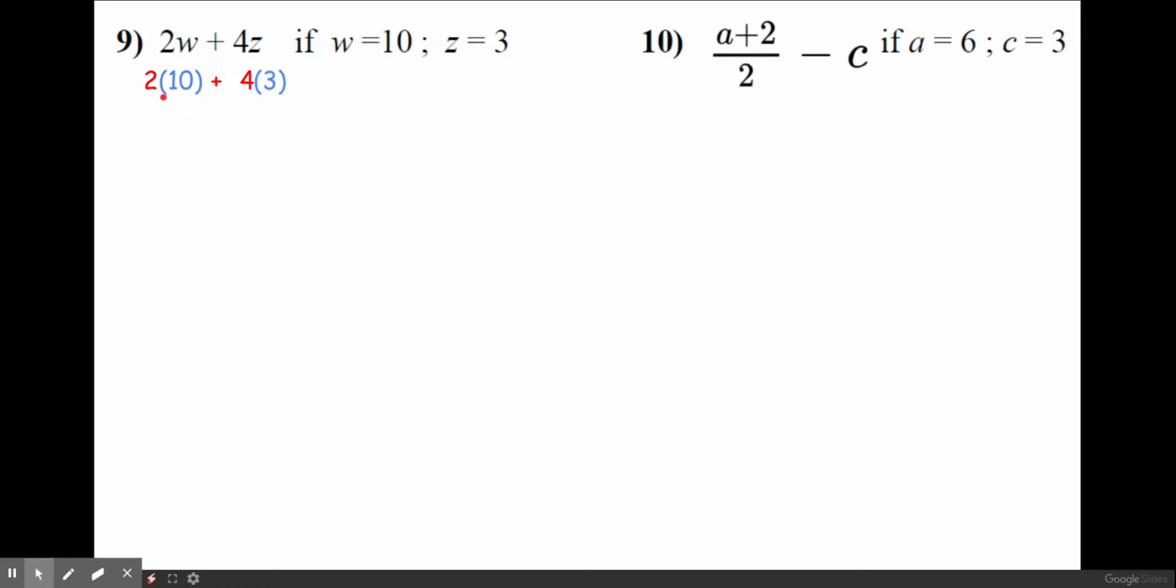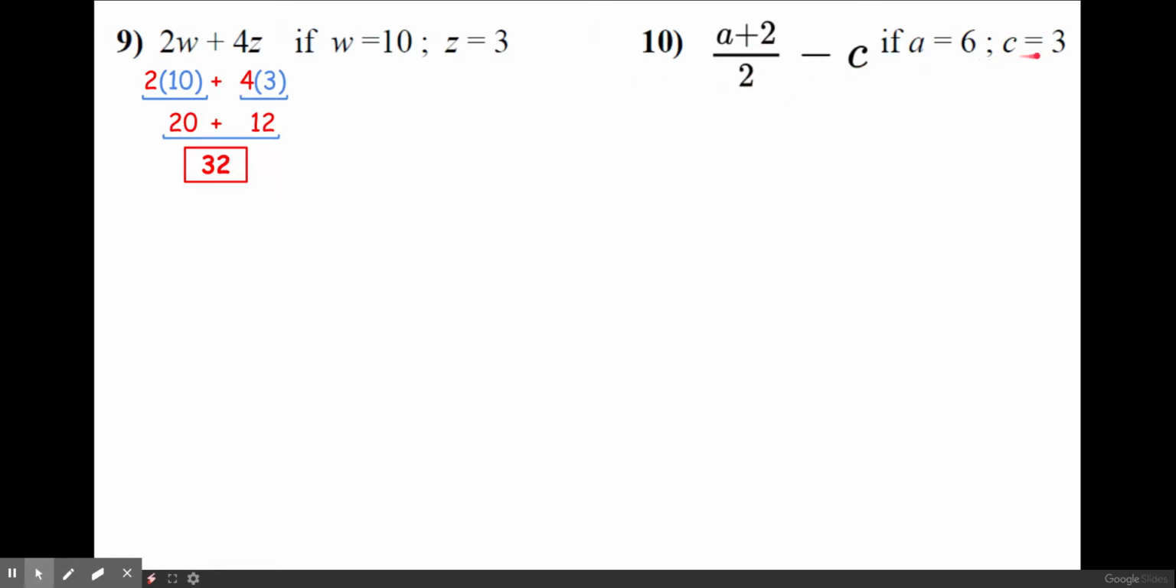Now, do the multiplication. We could actually deal with both of them at the same time. 2 times 10 is 20, and 4 times 3 is 12. Bring down the plus sign, and 20 plus 12 is 32. Box your answer.